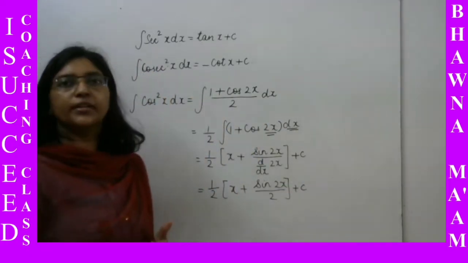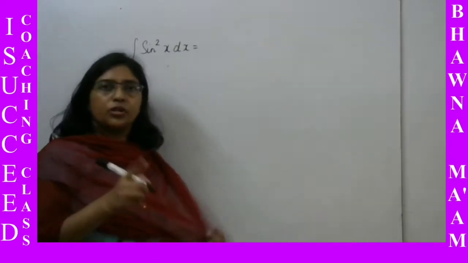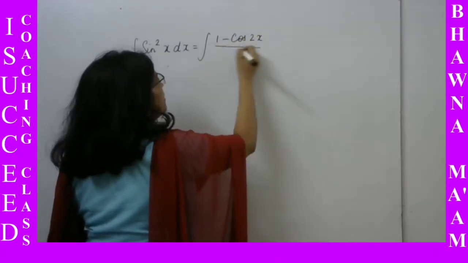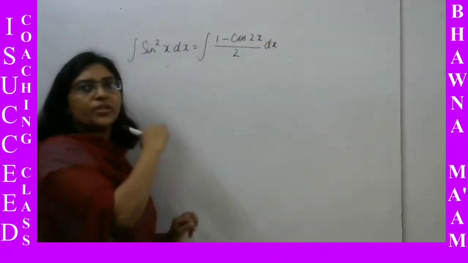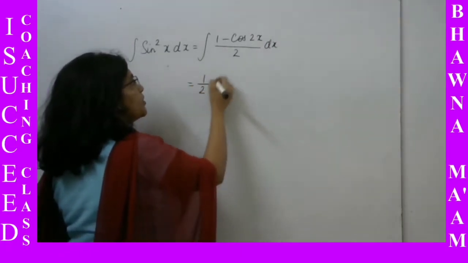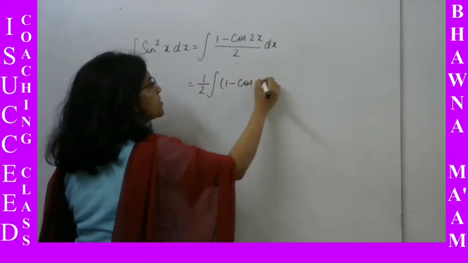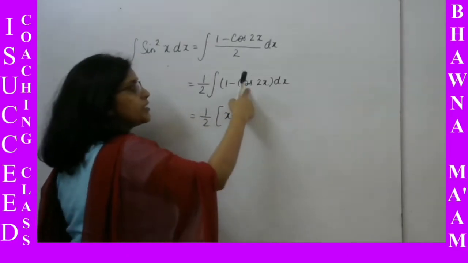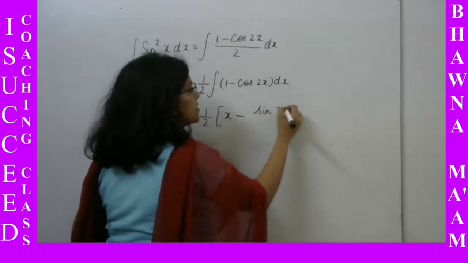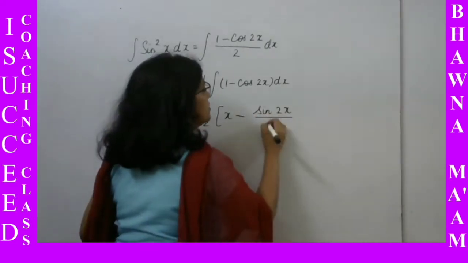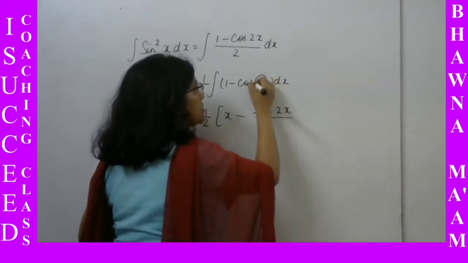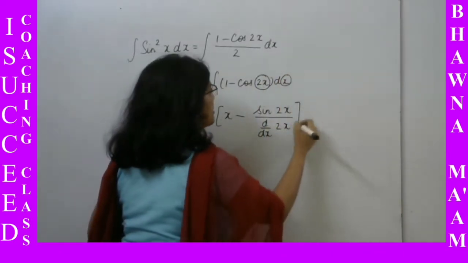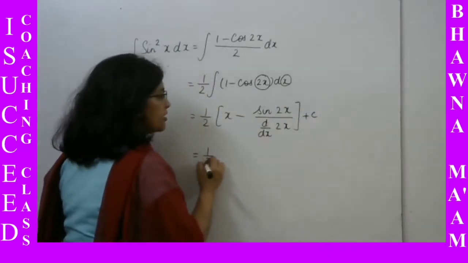Now let's see how to integrate sin square x. In order to integrate sin square x, again we have to apply the formula, and that formula is 1 minus cos 2x by 2. Once again do the same, put half outside, integrate 1 minus cos 2x dx. So integration of 1 is x, integration of cos 2x is sin 2x. And as we discussed in the earlier question, because these variables are different, we have to differentiate in the denominator.